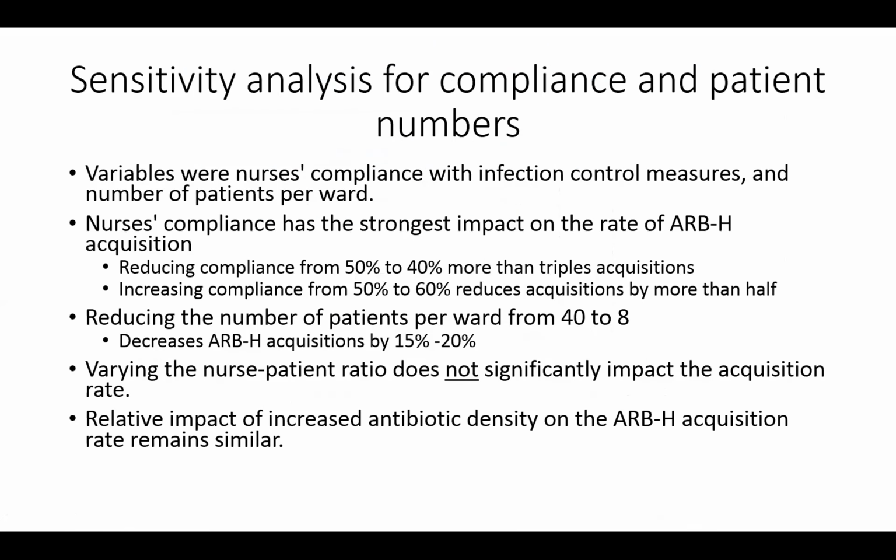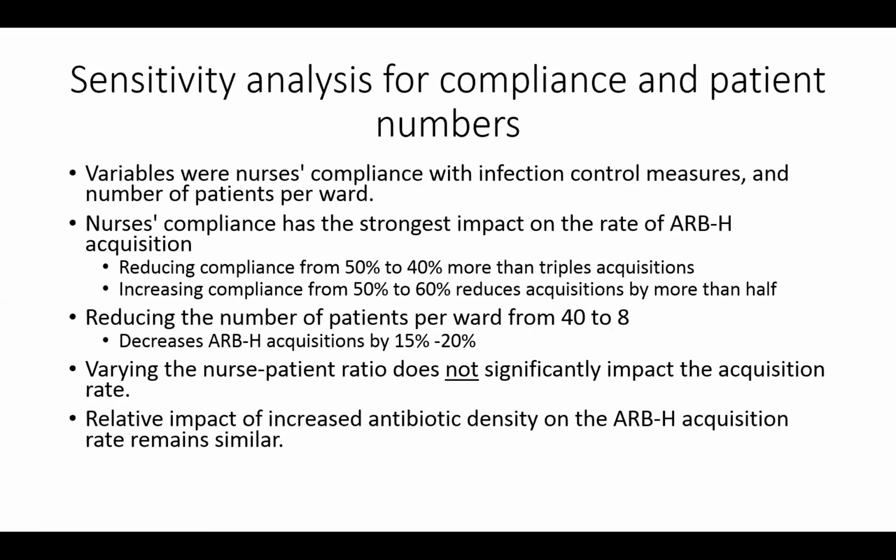They also performed a sensitivity analysis to look at compliance with infection prevention guidelines like hand hygiene, and they looked at patient numbers, so nurse to patient ratios. The variables that they used in this analysis were the nurse's compliance with infection control measures and the number of patients per ward. The nurse's compliance, they found, had the strongest impact on the rate of acquisition of a multi-resistant bacteria.